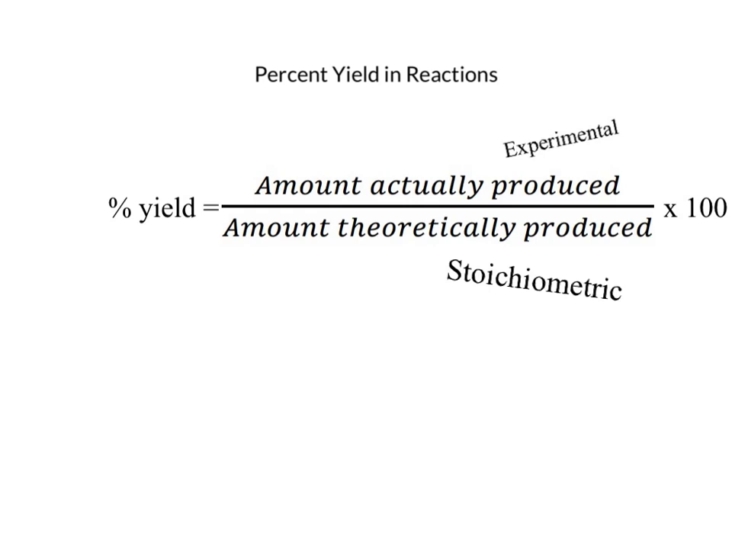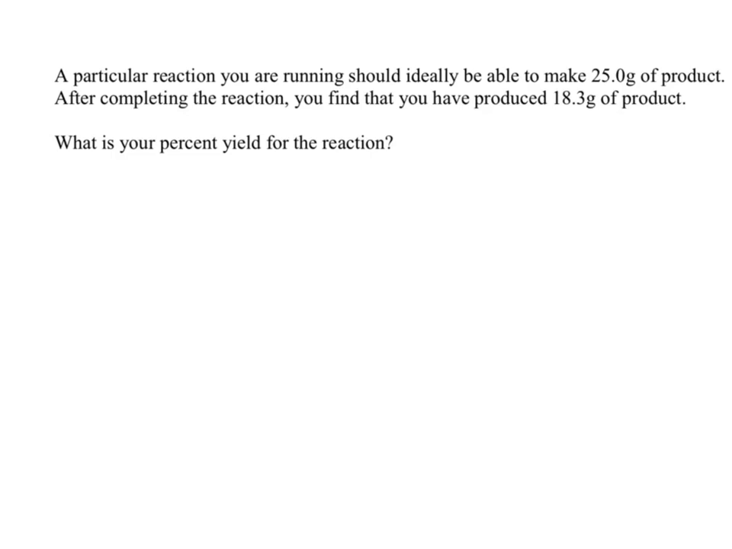So let's try an example problem. A particular reaction you are running should ideally be able to make 25.0 grams of product. After completing the reaction, you find that you have produced 18.3 grams of the product. What is your percent yield for this reaction? To do this, we have to establish what is the theoretical amount versus what is the actual or experimental amount. The actual experimental amount is the amount you actually produce in the process. So in this case, we produced 18.3 grams of product. So that's our experimental amount, or the actual amount that we produce.